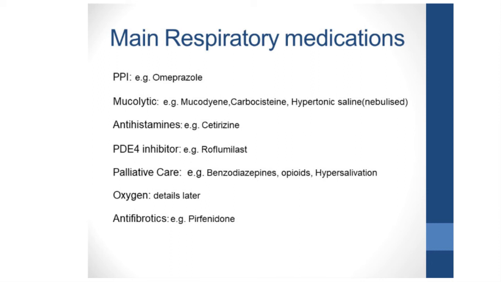A lot of our patients would be on PPI, which is your tummy protectors, for example, your omeprazole. They could be on mucolytics, which help to thin the viscosity of the phlegm, and examples of them are mucodyne, carbocisteine, or hypertonic saline, which would be nebulized. If they have allergies, they could be on antihistamines like cetirizine. They may also be on a PDE4 inhibitor.